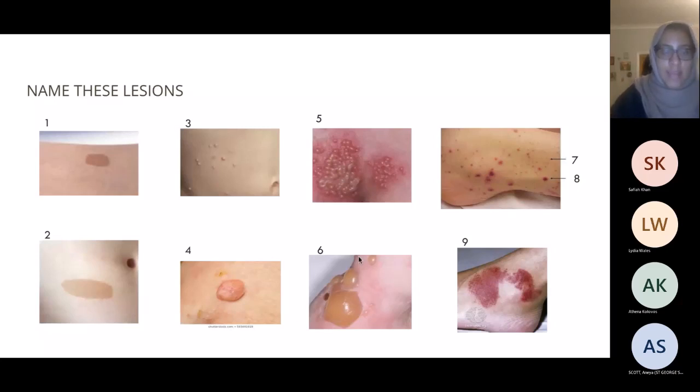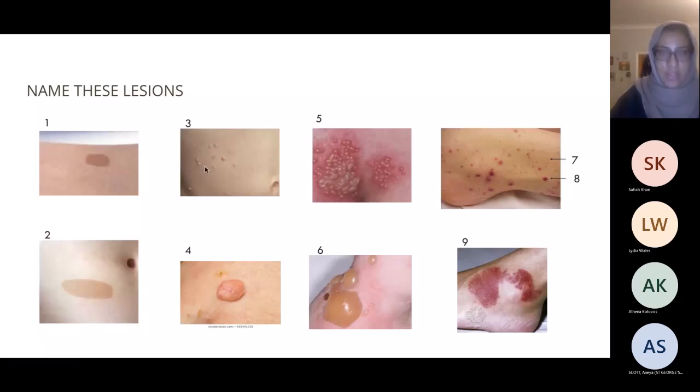Number one is a macule. I appreciate that through the screen, it can be quite difficult to see if something is raised or not. But I think one is quite obviously a flat lesion, and, like I said, you're not going to really be able to know if it's more or less than 1 centimeter. But let's just say for the sake of it, it's less than 1 centimeter. So you could say that that's a macule. Number two is larger. It is flat, but it seems to be more than 1 centimeter. So you can call this a patch.